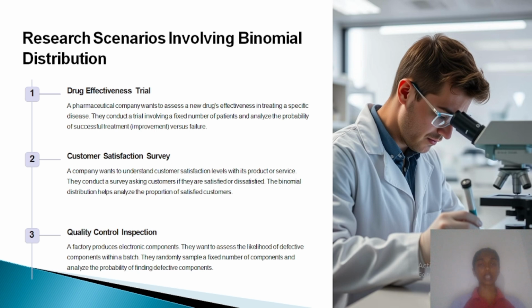Research scenarios involving binomial distribution. And the first one is drug effectiveness trial. A pharmaceutical company wants to assess a new drug's effectiveness in treating a specific disease. They conduct a trial involving a fixed number of patients and analyze the probability of successful treatment versus failure.